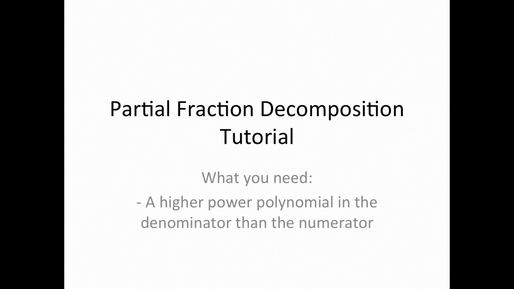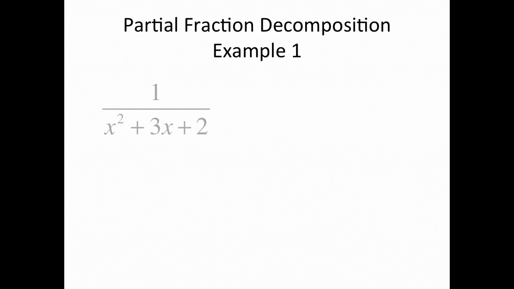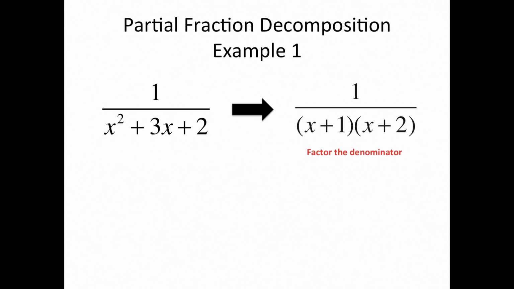In the first, you can see that the bottom is a quadratic, or a degree 2 polynomial, and the top is just a single number. So the denominator is definitely a larger power than the numerator in this case. First, you're going to factor the denominator. Here you can see I've split up this x squared plus 3x plus 2 into x plus 1 and x plus 2.